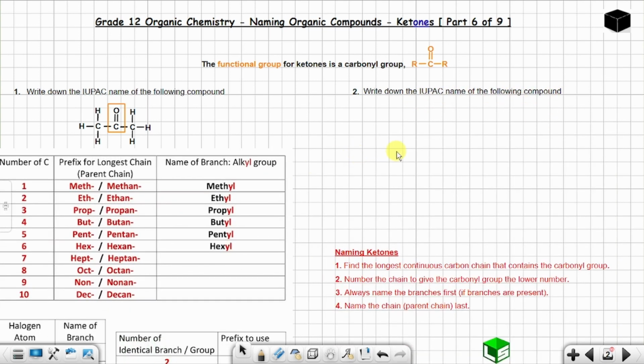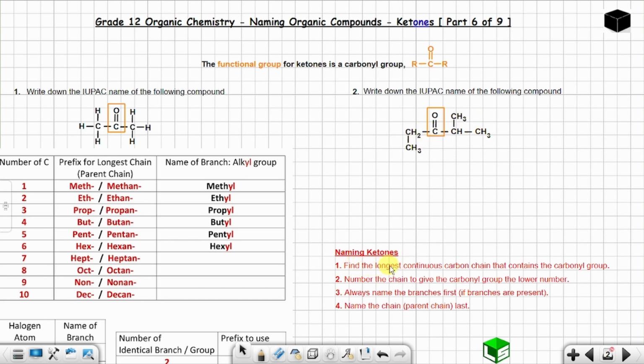Okay, this is the compound. As always, you are going to find the longest continuous carbon chain that contains the carbonyl group. This is your carbonyl group. You can see that, right? You have a carbon atom bonded to the oxygen atom by a double bond, and on the left side, you have a carbon atom. On the right side, you have a carbon atom. You have to check for a carbonyl group surrounded on the left and on the right by carbon atoms. So this is a ketone.